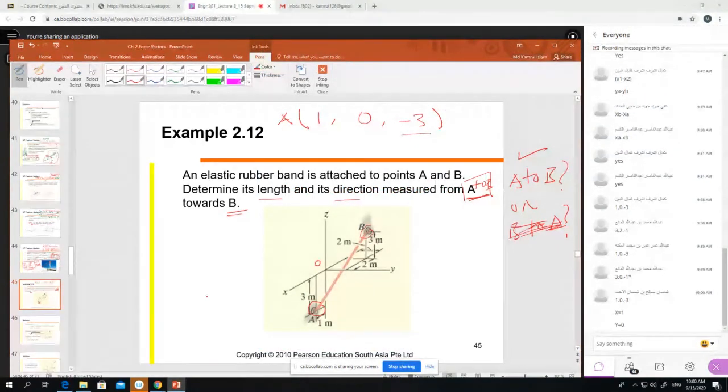Okay, so the correct answer is, you check there, it is our origin and here is 1 in the positive direction, so plus 1 is correct. It is in the same plane of Y, so Y equals 0. For the Z direction this is the negative direction, so minus 3. This coordinate is correct. If you get something else, your result is wrong. The correct result is 1, 0, minus 3.